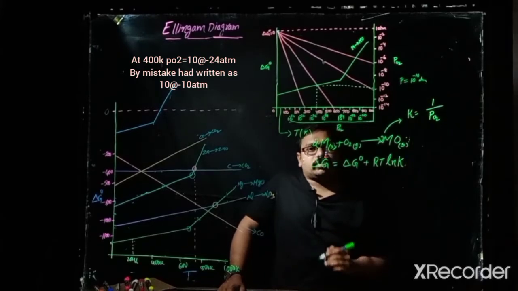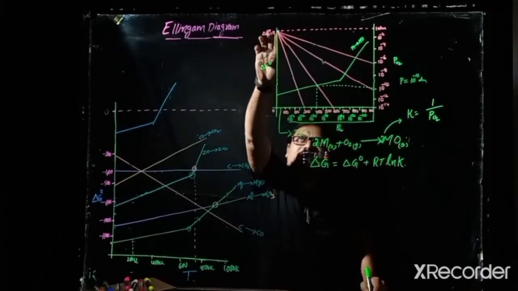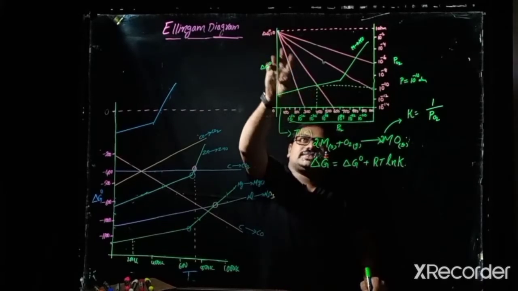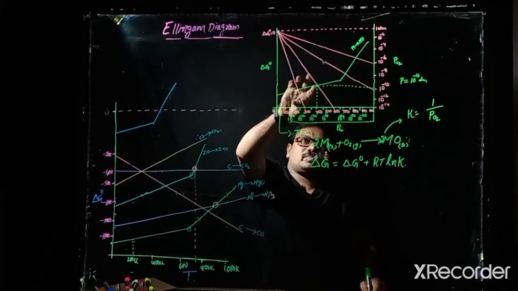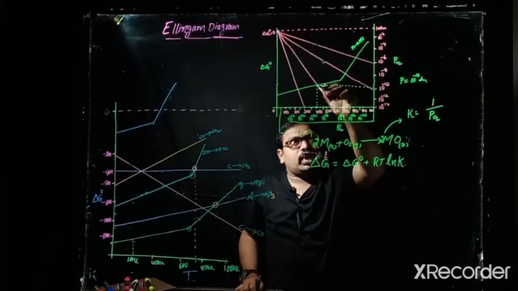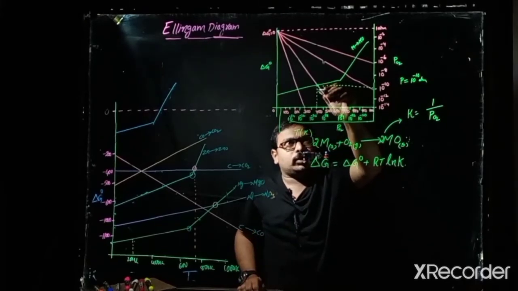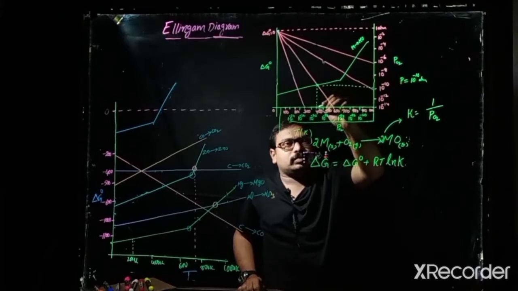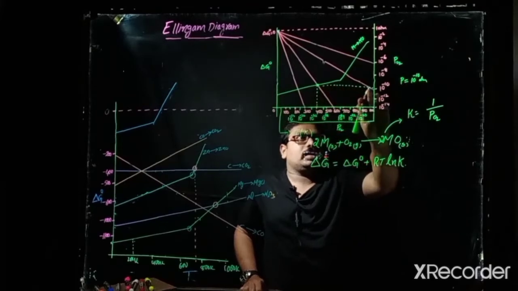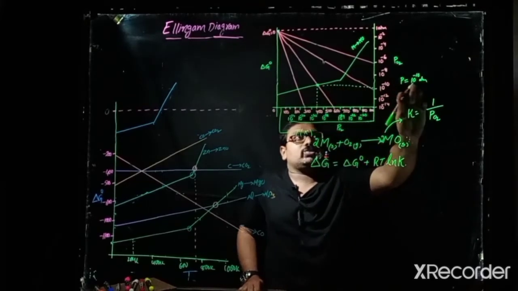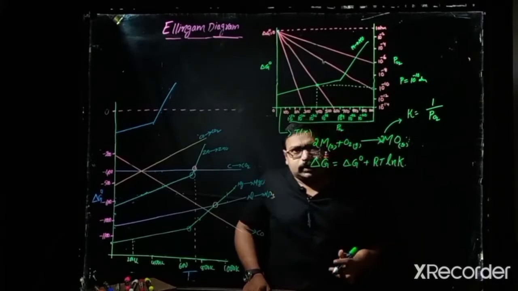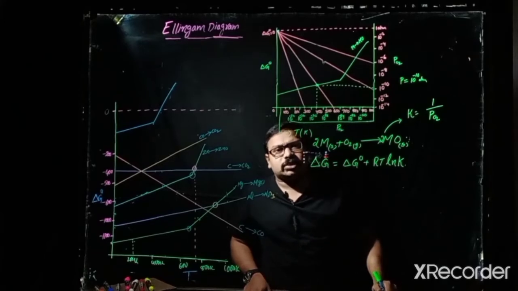How we have to take it: these lines intersect the oxidation of metal curve at this point. From this intersection point we have to identify the temperature, so 400 Kelvin will be there. From this point we are calculating the oxygen partial pressure, 10 to the power of minus 10 atmosphere. Just like that we have to calculate the partial pressure of oxygen at various temperatures.